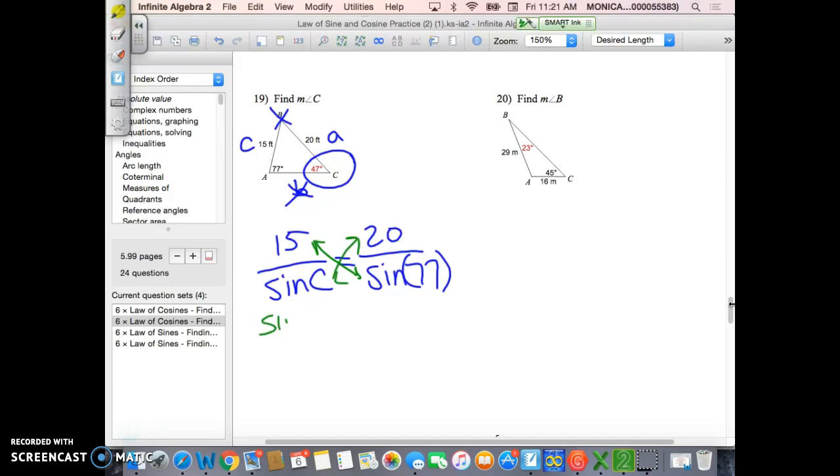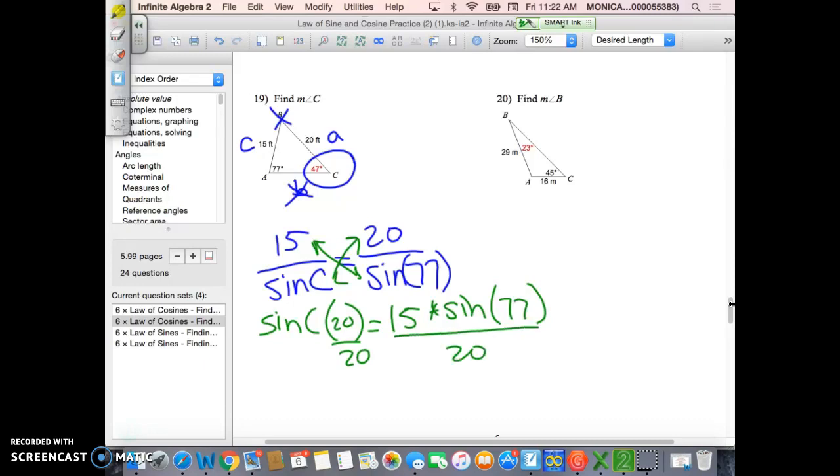So I get sin C times 20 equals 15 times the sine of 77. So I'm going to type that in my calculator. And actually, if you want to, you can type the whole thing in your calculator. This is divided by 20, this is divided by 20. But if you do that, you have to make sure you put all of this in parentheses. If you want to type it all in at once, the entire thing has to be in parentheses. So I like to do it in steps.